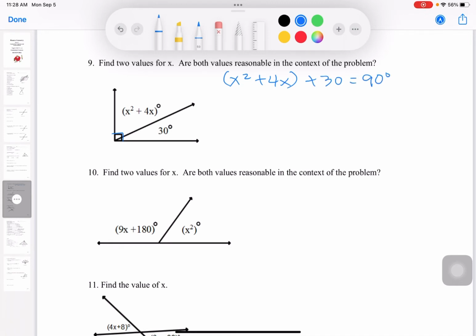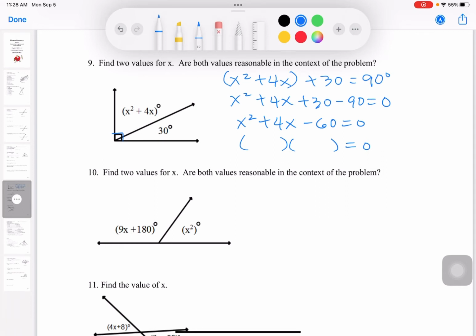Simplifying the equation by subtracting 90 from both sides of the equation, we'll end up with x squared plus 4x plus 30 minus 90 is equal to 0. Combining the constants, our final trinomial will be x squared plus 4x minus 60 is equal to 0. You can use factoring in finding the values for x.